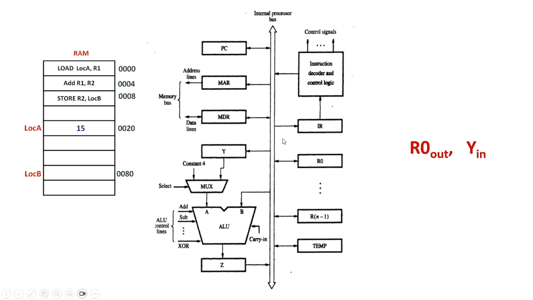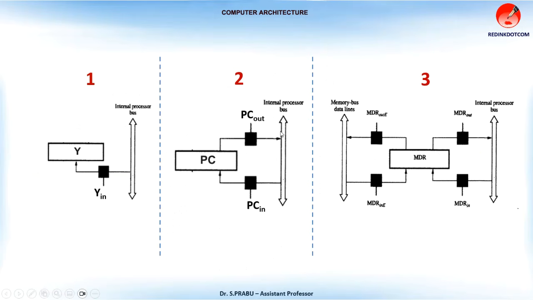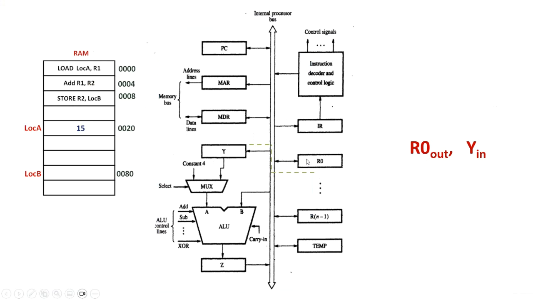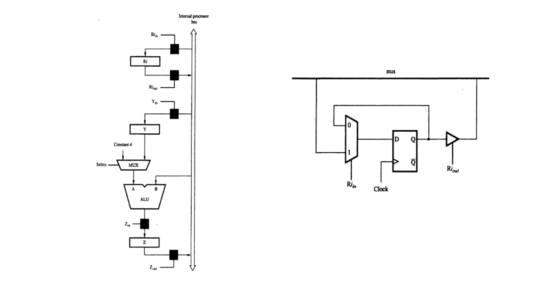In the same way, if you want to move the content from R0 into Y, you should activate R0out and Yin. So by enabling and disabling the control signals, we can move the data from one part into another part of the components present in the processor. Let's see how this switching mechanism works.